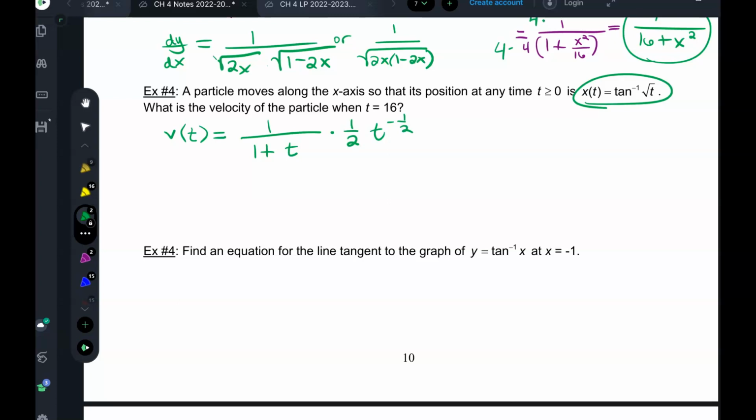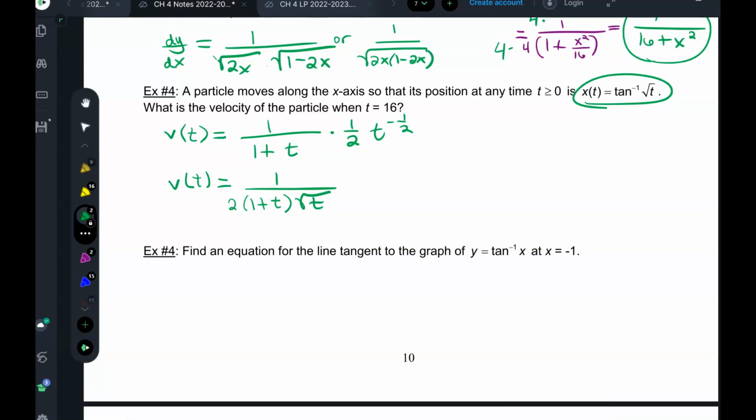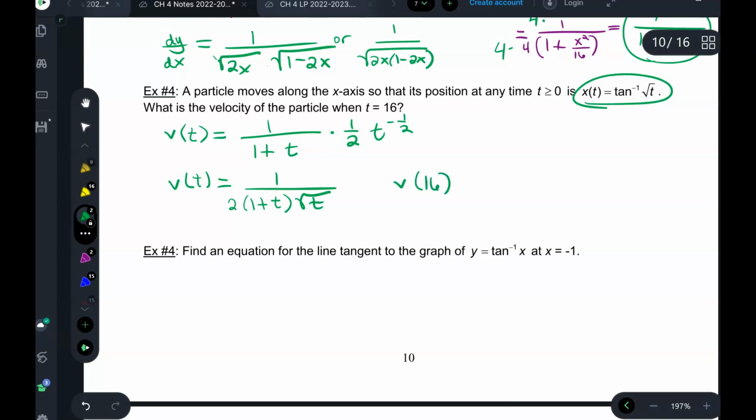Now, the thing about simplifying when you're trying to evaluate, you can plug in the 16 whenever you want. We don't have to simplify so much if we're evaluating, but I probably would at least make it 1 over 2 times 1 plus t times the square root of t, just so it's easier to evaluate. So we want v of 16. And what's that give us?